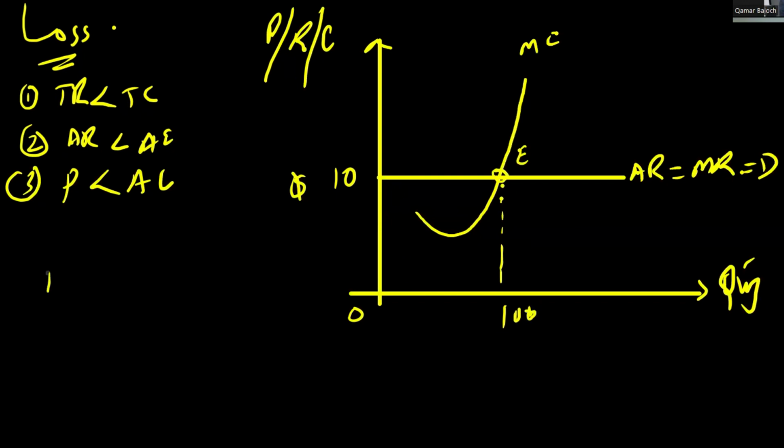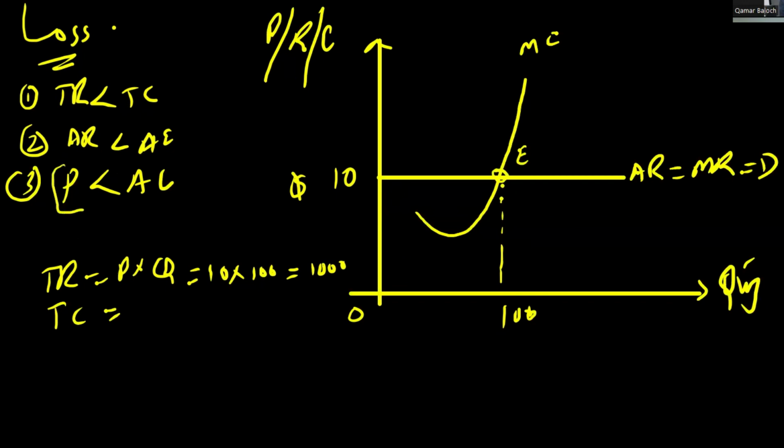So what will be the total revenue? Total revenue is calculated as P into Q. P is $10, Q is 100 units. So 10 into 100 is equal to 1000. So total revenue is $1000. Then what should be the total cost? Total cost should be greater than 1000, right? Another condition you can see here is price should be lesser than average cost. If price is $10, average cost must be greater than $10. So let's assume now the average cost curve is above the $10 price.